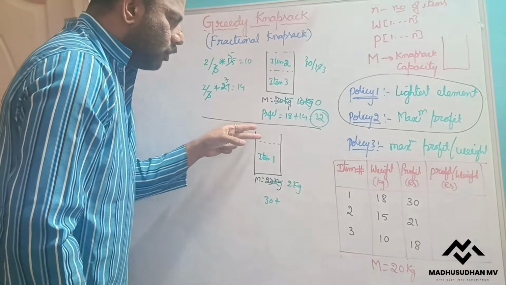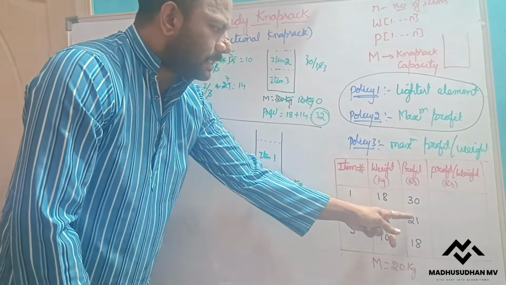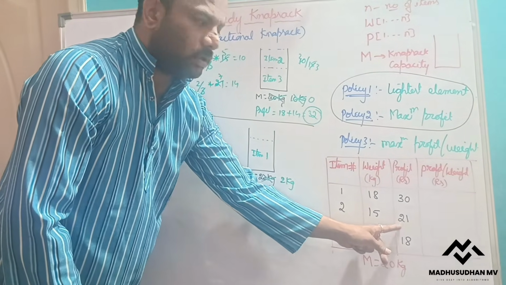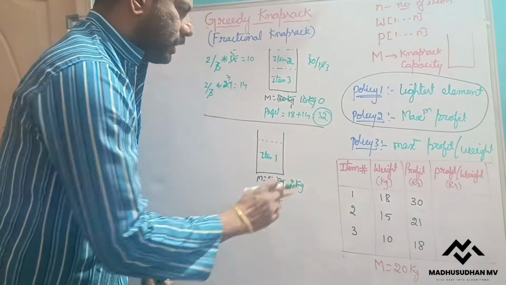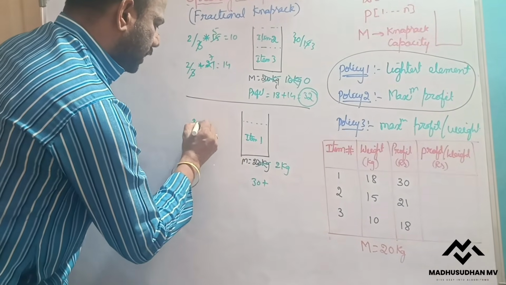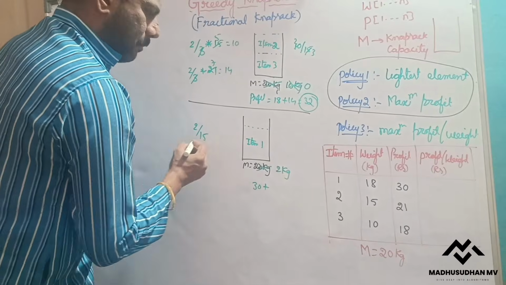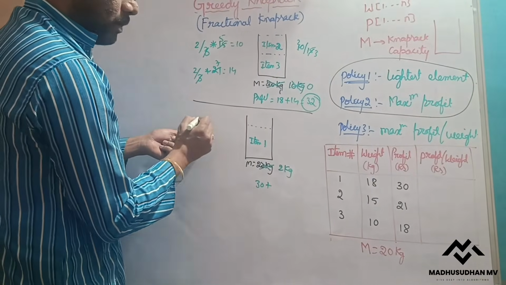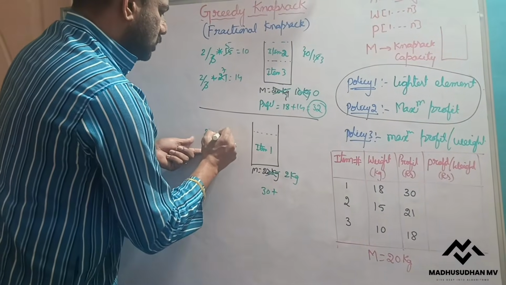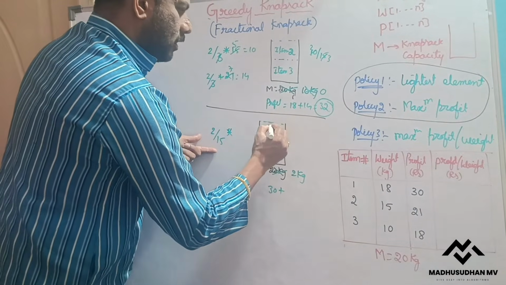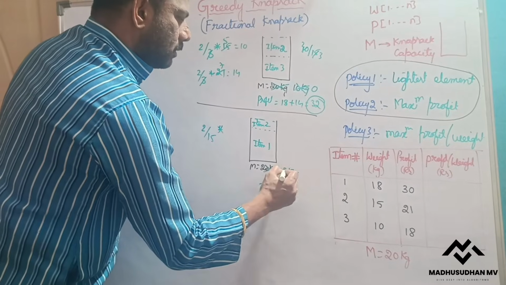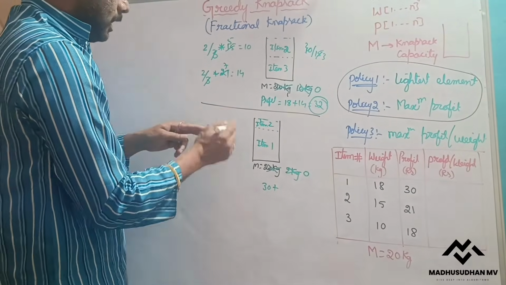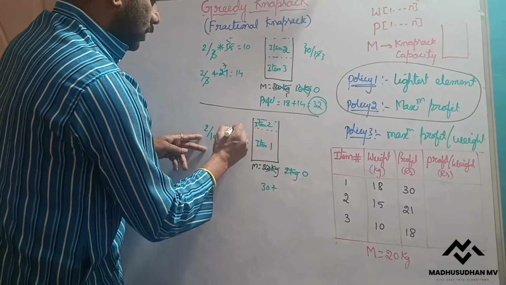Now the remaining is 2 kg. The next maximum profit is 20. So now I am taking 2 kg out of 15 kg, that is 2 by 15, and its profit is 22. Suppose I take 2 kg of item number 2, then the remaining is 0. Complete is filled.